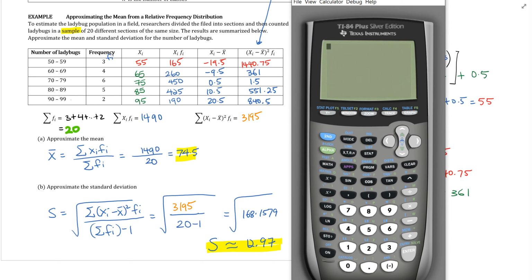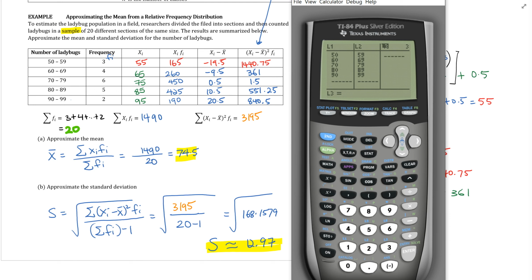All right. First thing is I'm going to enter my data into the calculator. Notice at L1, I enter the lower class limit, which is in the table here: 50, 60, 70, 80, 90. And in L2, I enter the upper class limit. Then in L3, I'm going to calculate the class midpoint, which is your xi. What we did is add lower class limit plus upper class limit over 2, and then add 0.5.